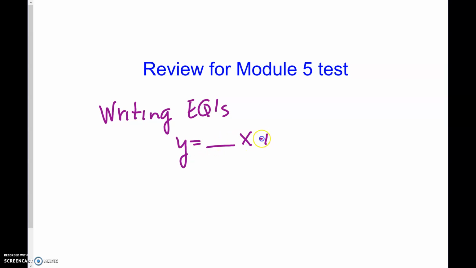We are going to be reviewing for your Mod 5 test. Okay, so this is all a review for the Mod 5 test. What we've been working on is writing equations in the form of y equals mx plus b. So y equals blank x plus blank. And we know that the slope always goes in the first blank, and the y-intercept always goes in the second blank.